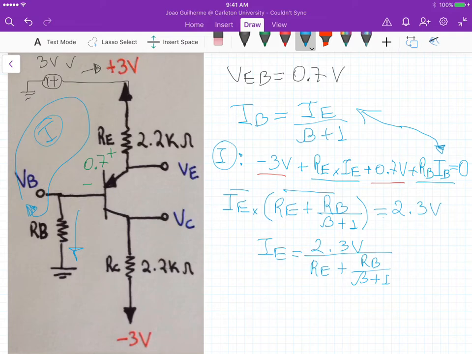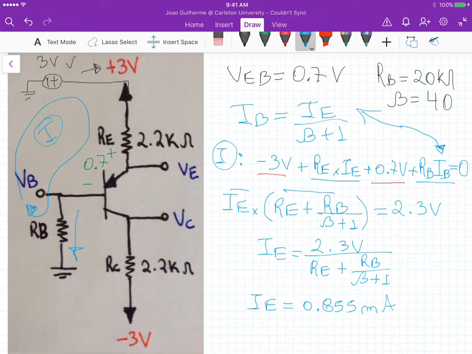Now we know the emitter resistance, right? It's a known value from the circuit. We know the base resistance for this first part. Let me just draw up here again. So RB is equal to 20k. And we know beta, which is 40. Okay, so if we plug in those values in this equation here for IE, we get IE equal to 0.855 milliamps.